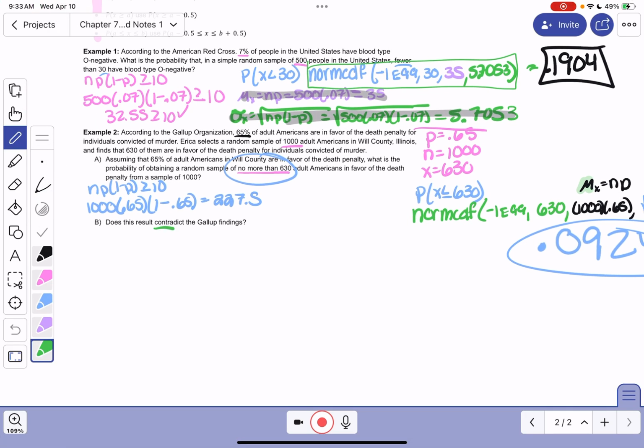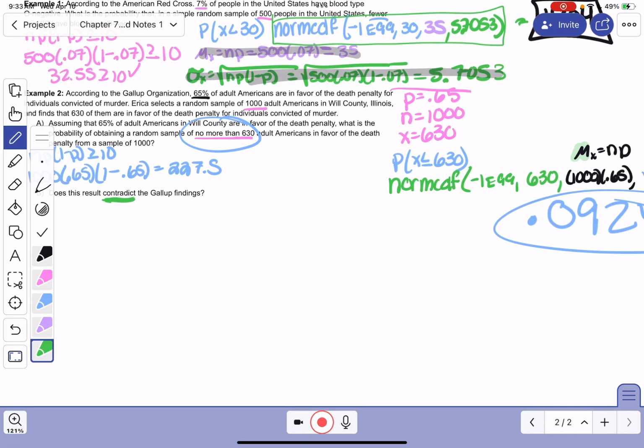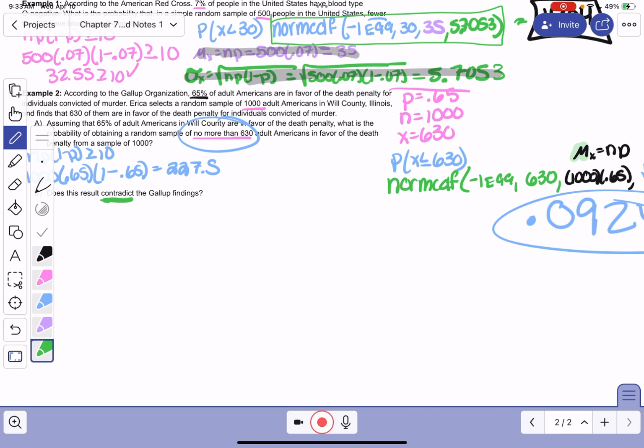Now we want to say, does this contradict the findings? Their findings were the 65%. So it's like saying, is this result unusual? And 9% is bigger than 5%, so we would say no, it's not unusual. It did not contradict because 9% is bigger than 5%. If this had been 0.03, we would say yes, that contradicts that.